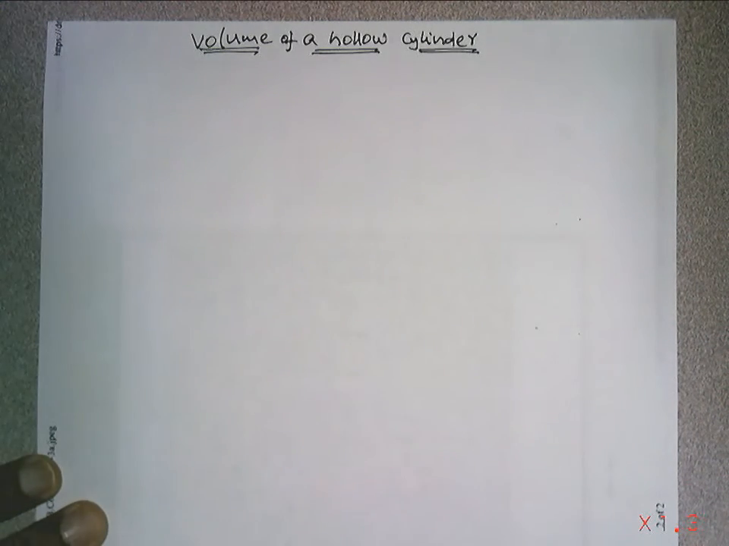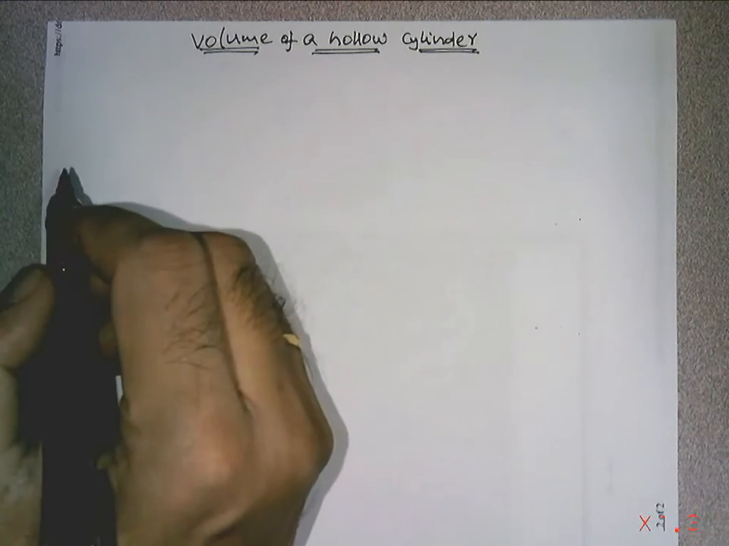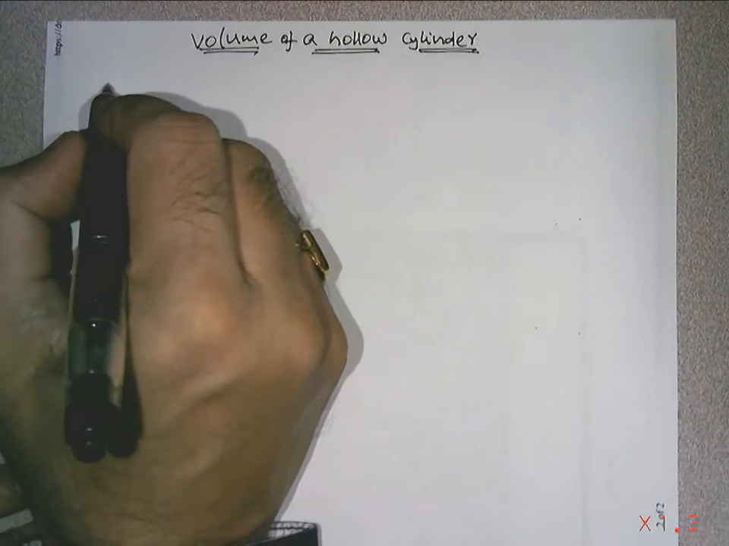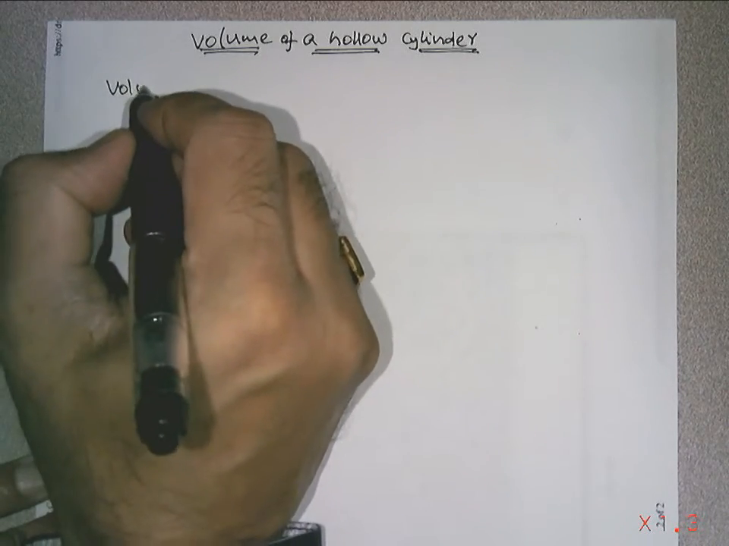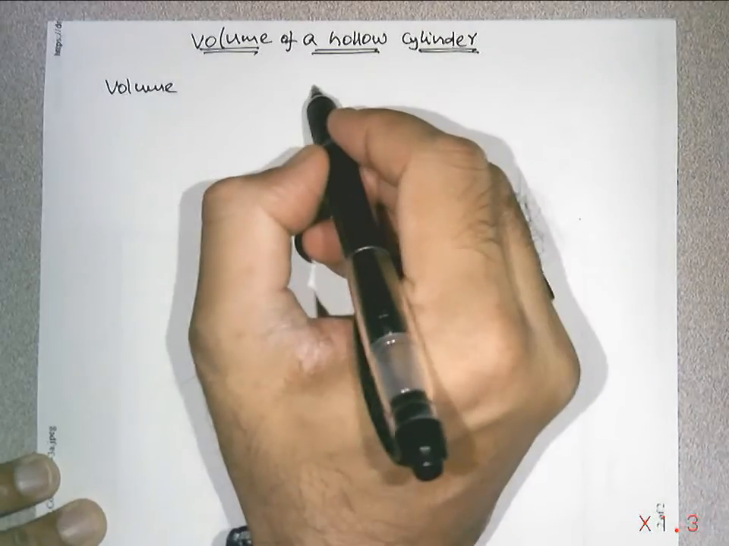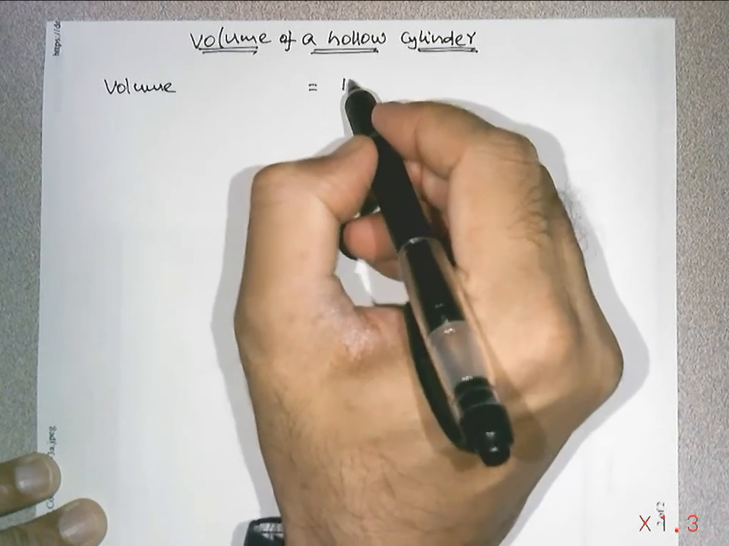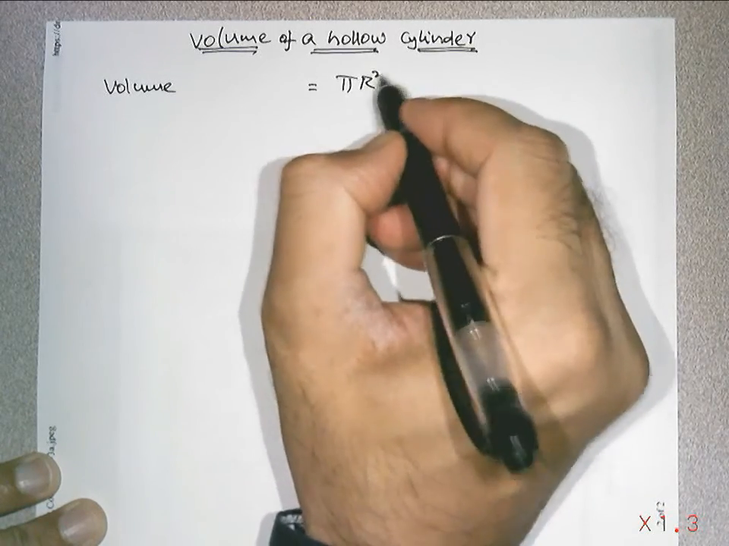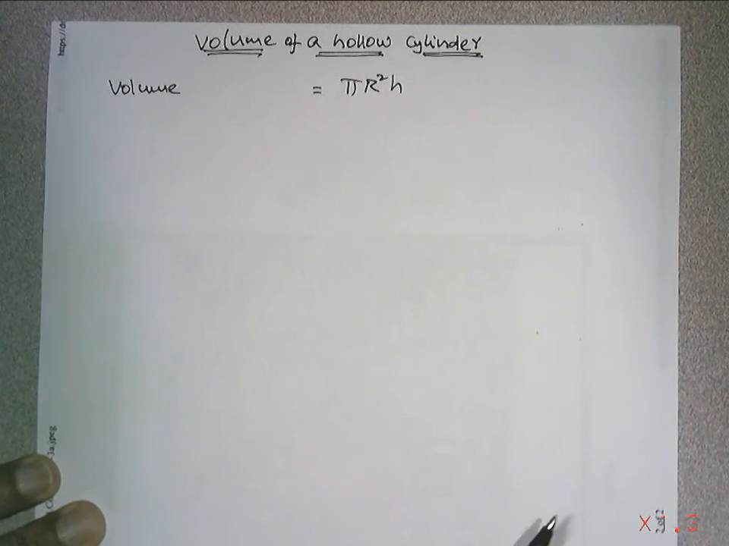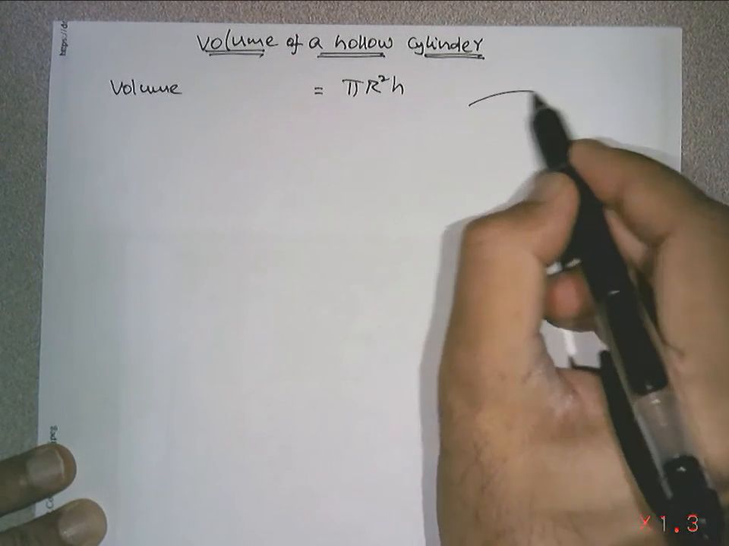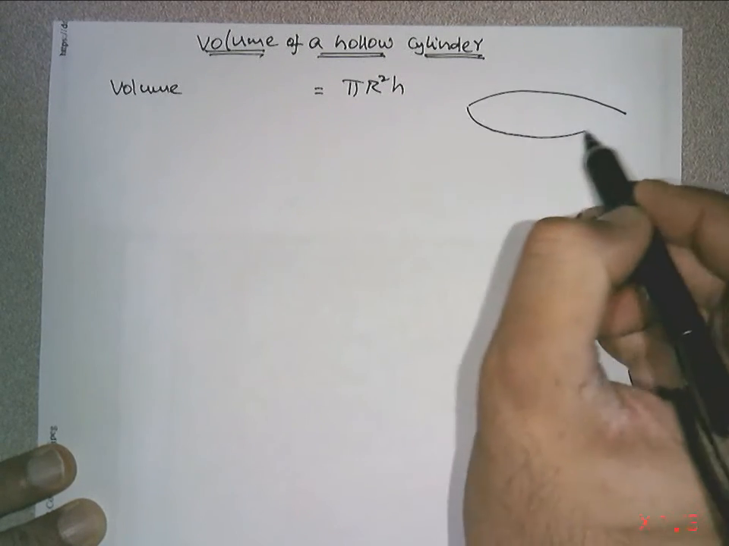Volume of a hollow cylinder. In my previous video, I discussed how to find the volume of a cylinder. So the volume of a cylinder is pi r square h. Now I am taking a cylinder.